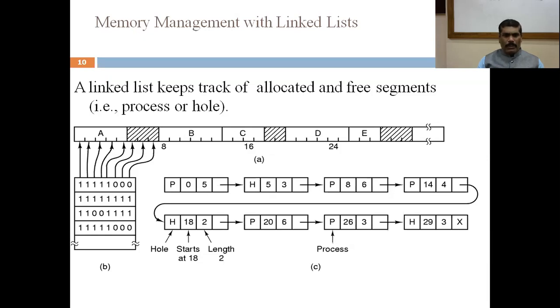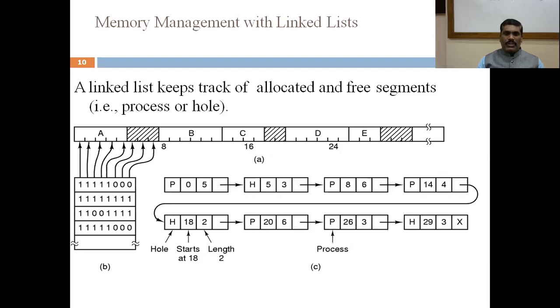So the bitmap table shows either 1 or 0. 1 is there if the allocation unit is occupied, and 0 is there when the allocation unit is free. For example, suppose there is a request from a process which needs 3 allocation units. Then the memory management unit starts searching the bitmap from the beginning, and it will find 3 zeros immediately after the A process, and those 3 allocation units will be occupied by the new incoming process.